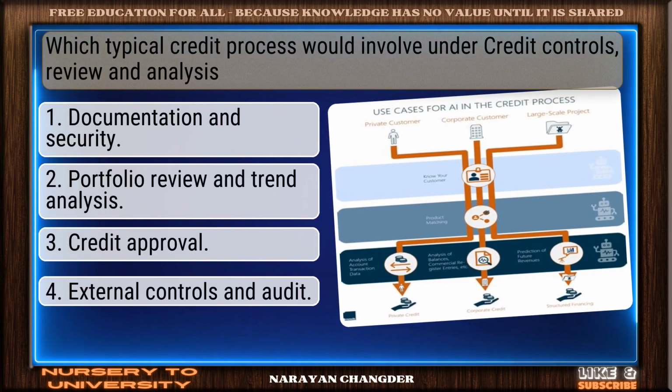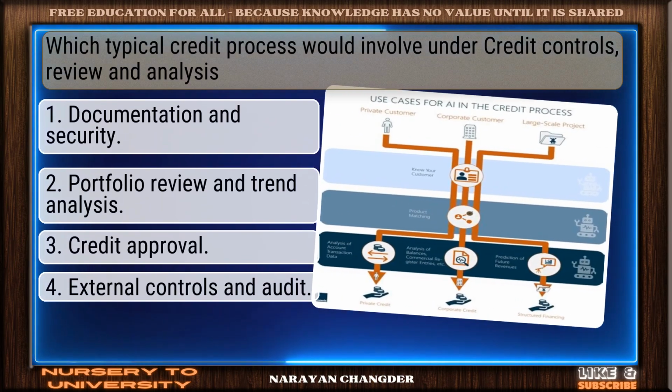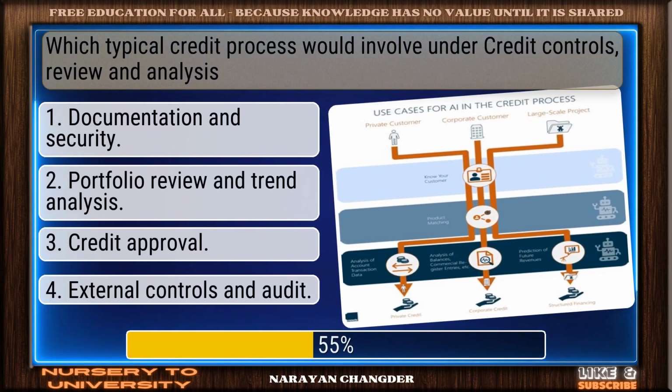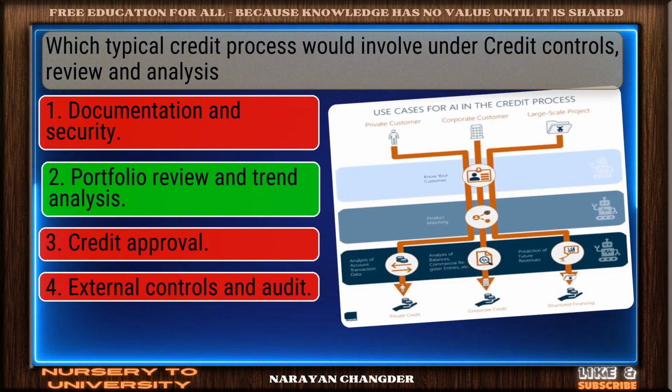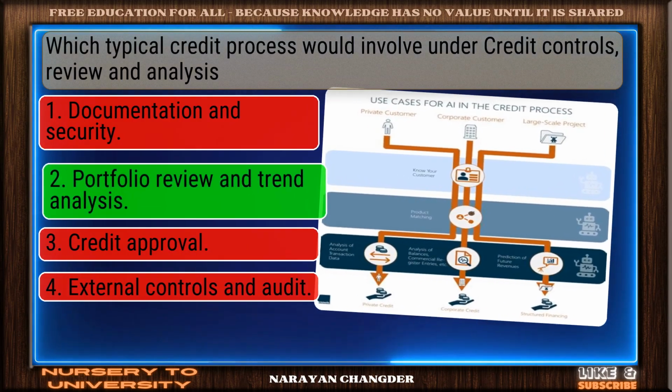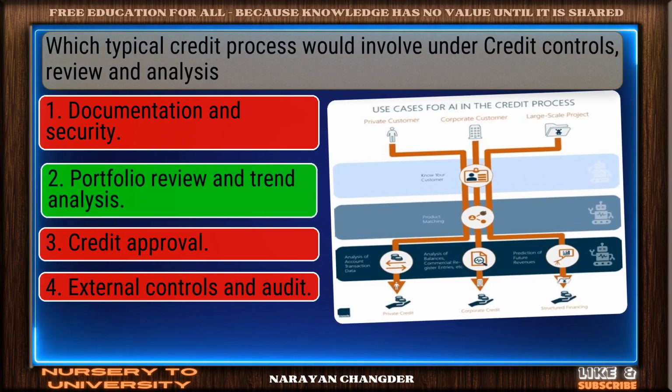Which typical credit process would involve under credit controls, review and analysis? On track. Portfolio review and trend analysis is the correct answer.